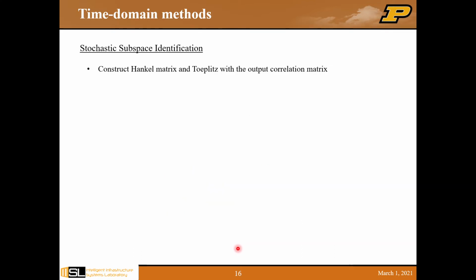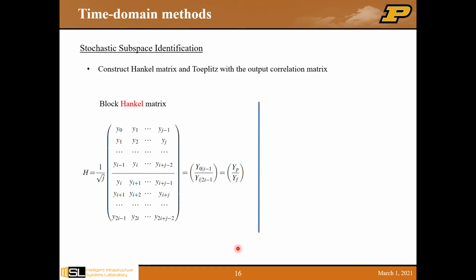We can further utilize that to construct the Hankel matrix and the Toeplitz matrix. First, let's build a Hankel matrix using the output measurement. The Hankel matrix has the feature that the anti-diagonal terms are the same.